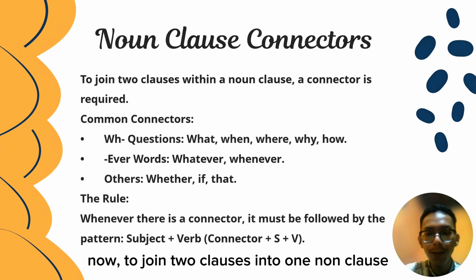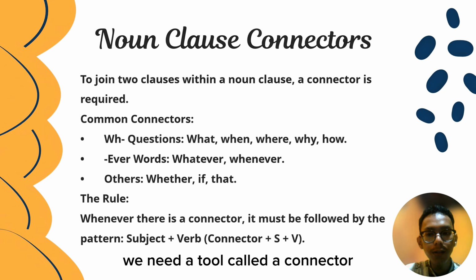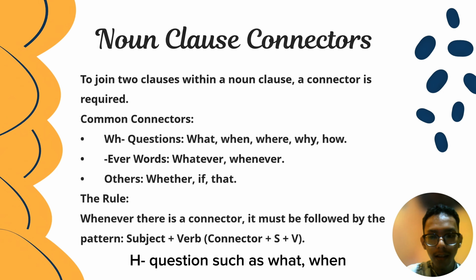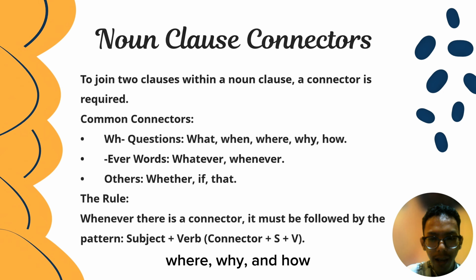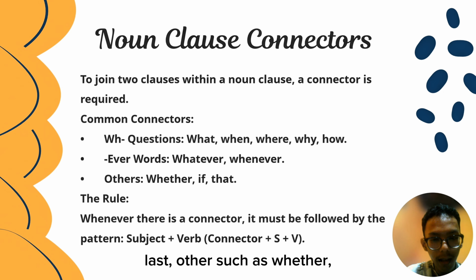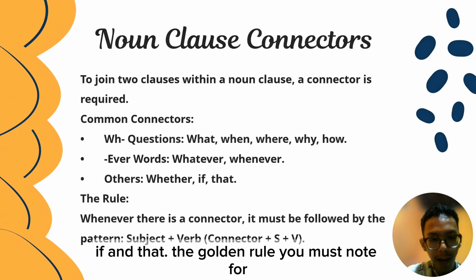Now, to join two clauses into one noun clause, we need a tool called a connector. Some connectors that frequently appear include WH question words such as what, when, where, why, and how, and then the -ever words such as whatever and whenever, plus others such as whether, if, and that.